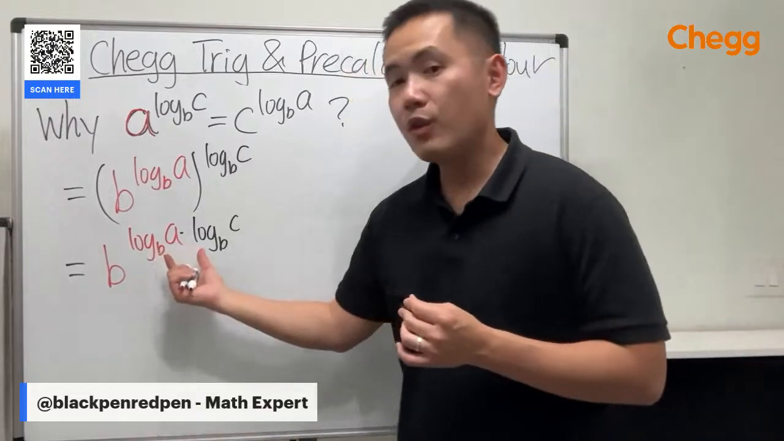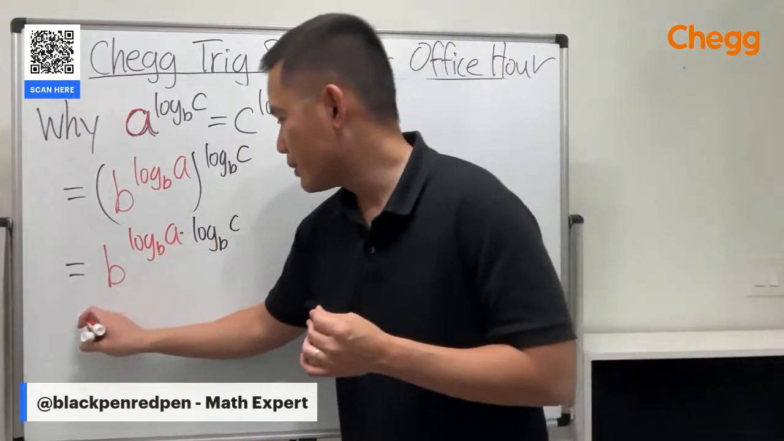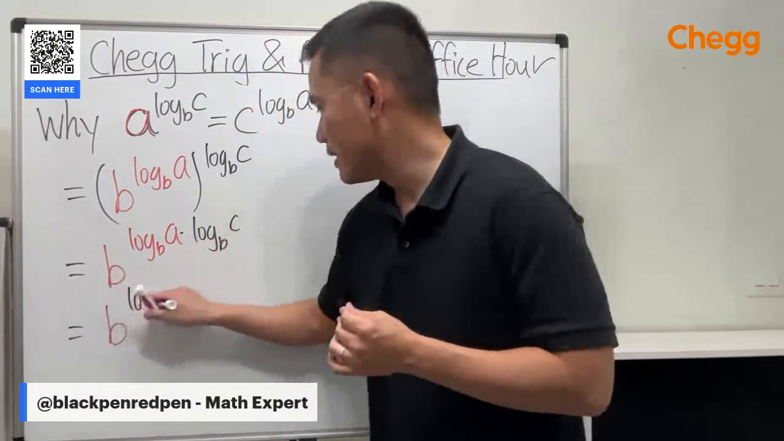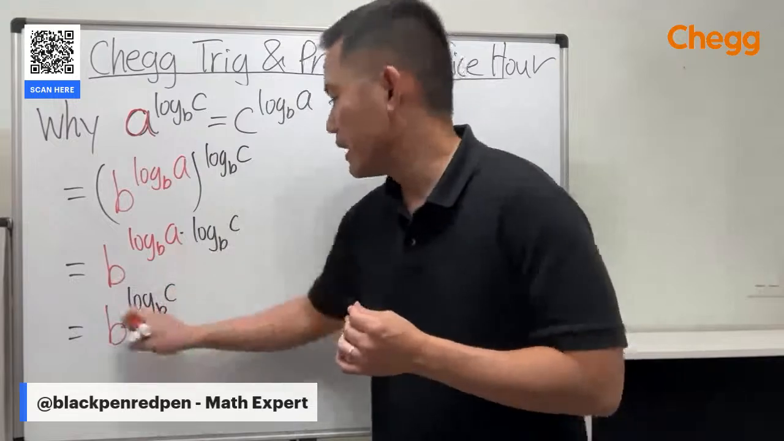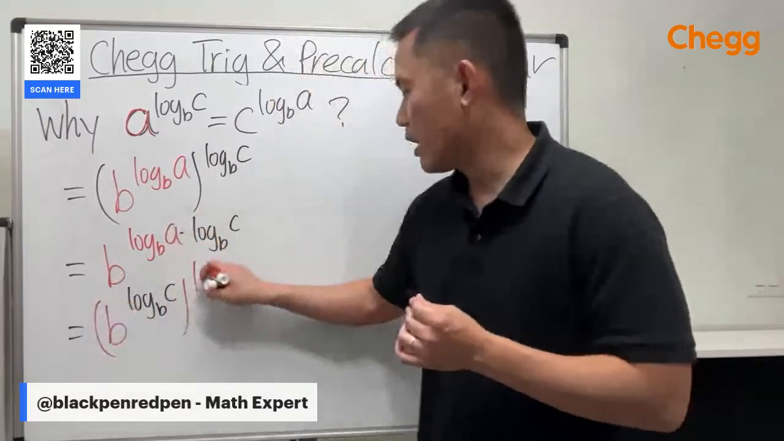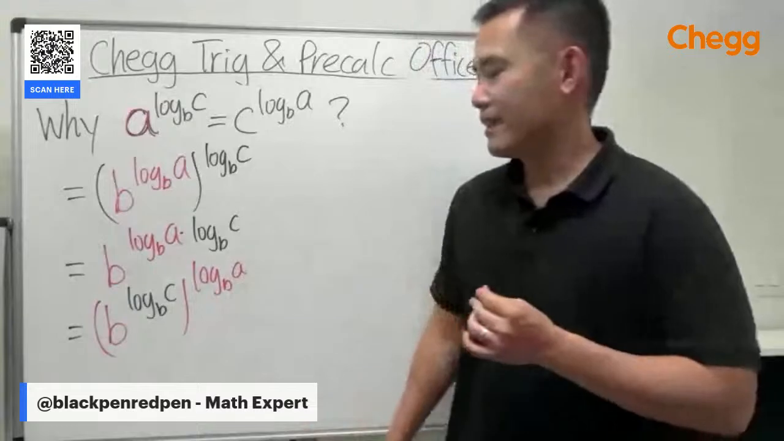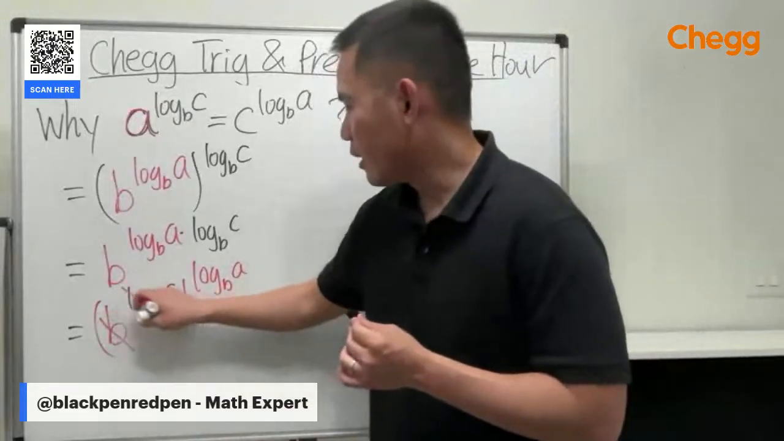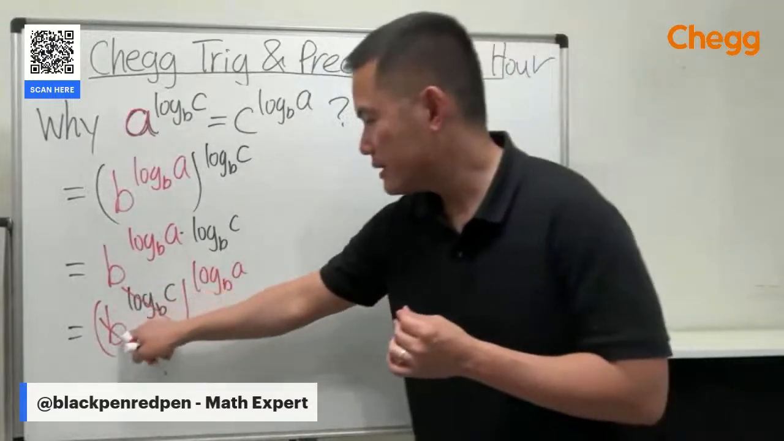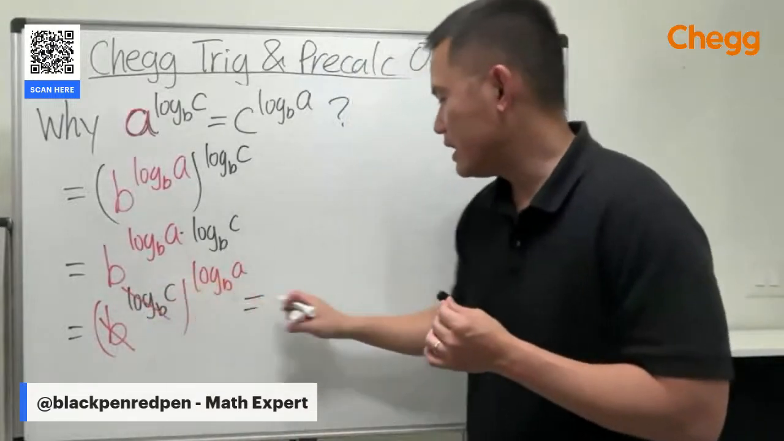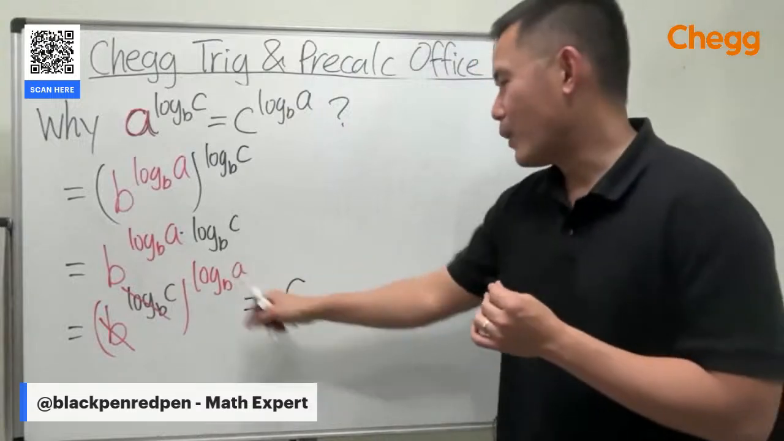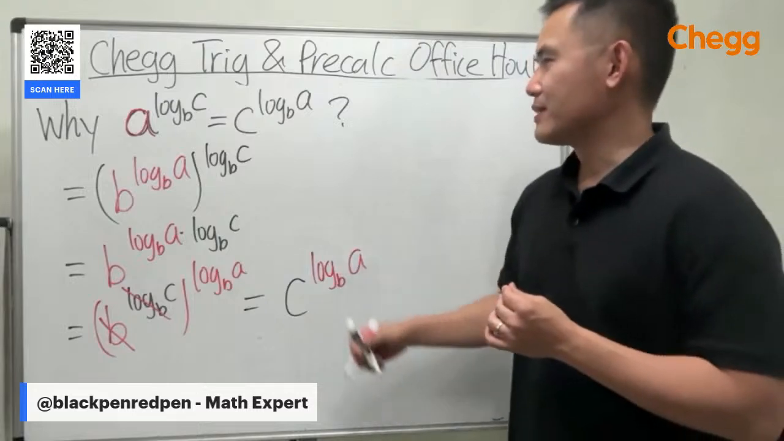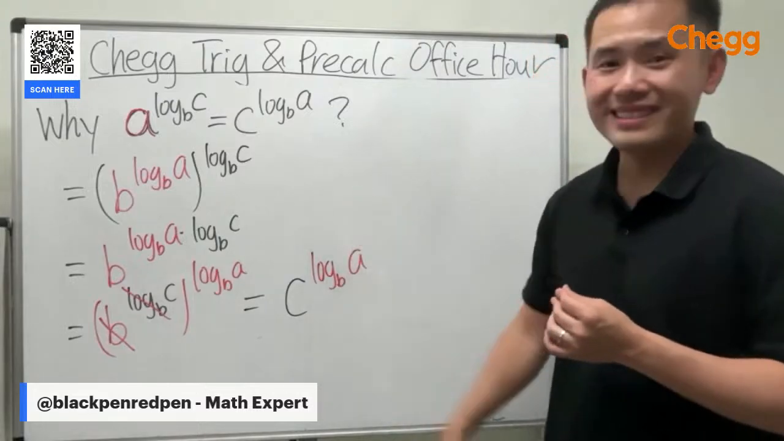Now, what I'm going to do next is I'm actually going to just do b to this power first, log b of c, and then we raise that to log b of a. Have a look. This time, we see that the b and log base b of c, this and that cancel. So we just end up with c for the base, and then the power is log base b of a. So this is how you go about proving this.